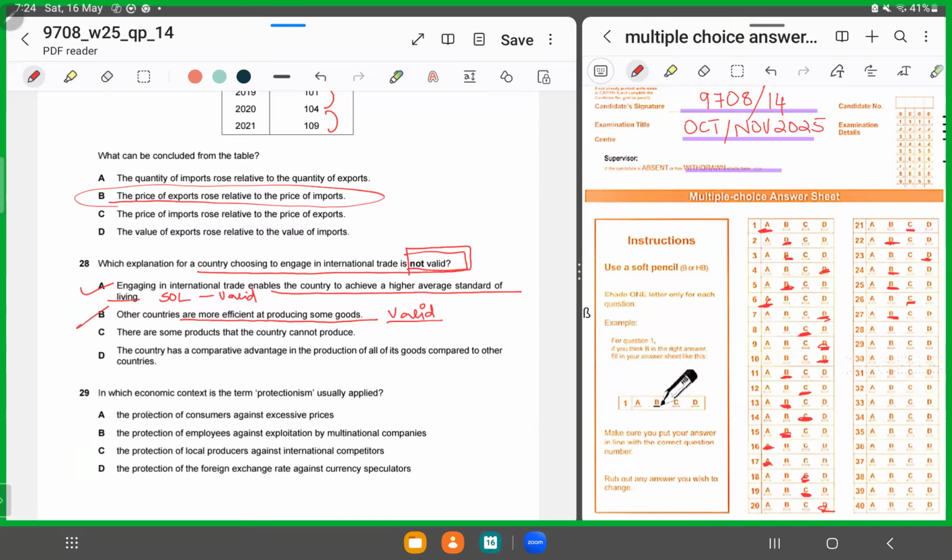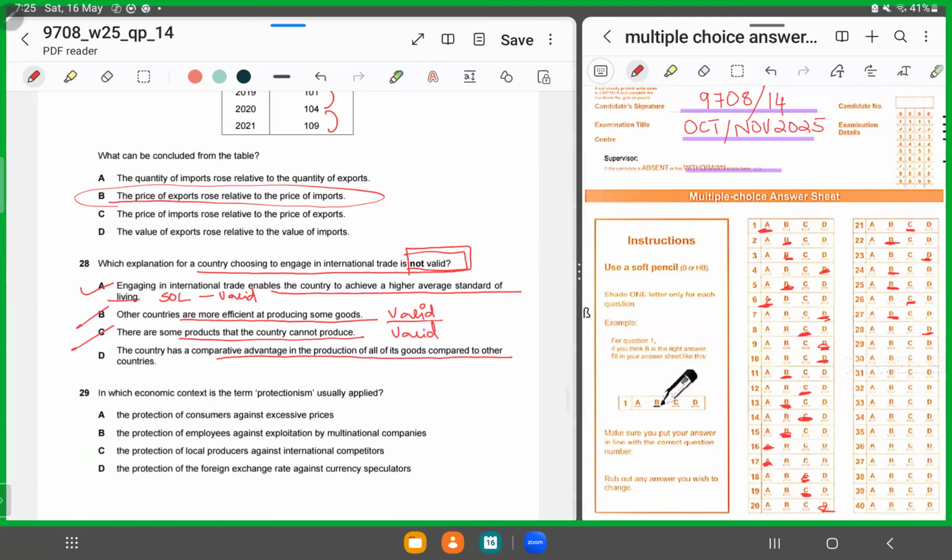C says there are some products that the country cannot produce. Again, that's a valid reason to engage in international trade, because there's something that you do not produce effectively. The other countries might, and you want to gain an advantage by engaging in international trade. D says the country has a comparative advantage in the production of all goods. So if you have an advantage in the production of all goods, what's the purpose of engaging in international trade then? Right? So we'll shade in D as the correct answer.